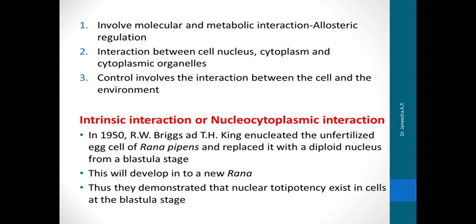And the result is that the enucleated unfertilized egg developed into a new Rana. Thus they demonstrated that nuclear totipotency exists in cells at the blastula stage also.